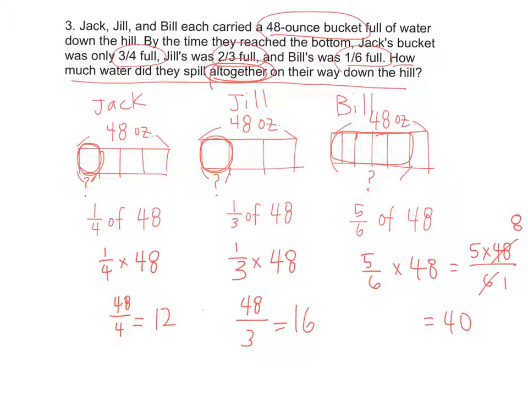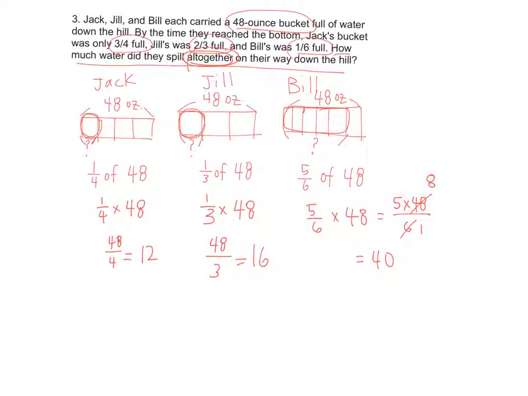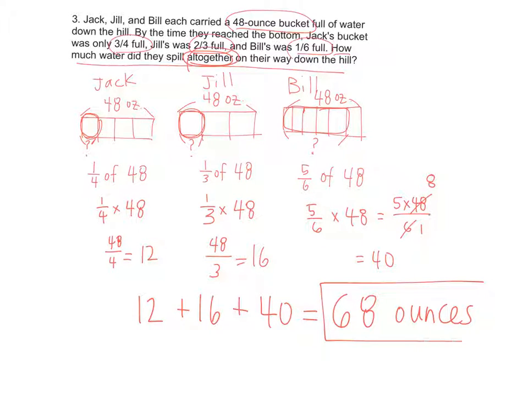So how can I find that? I can add the amount Jack spilled, which was 12 ounces, to the amount that Jill spilled, which is 16 ounces, to the amount that Bill spilled, which is 40 ounces. So altogether, 12 plus 16 is 28 ounces, plus 40 is, so altogether they spilled 68 ounces of water. So for your final answer, you would need to put the label and box your final answer.